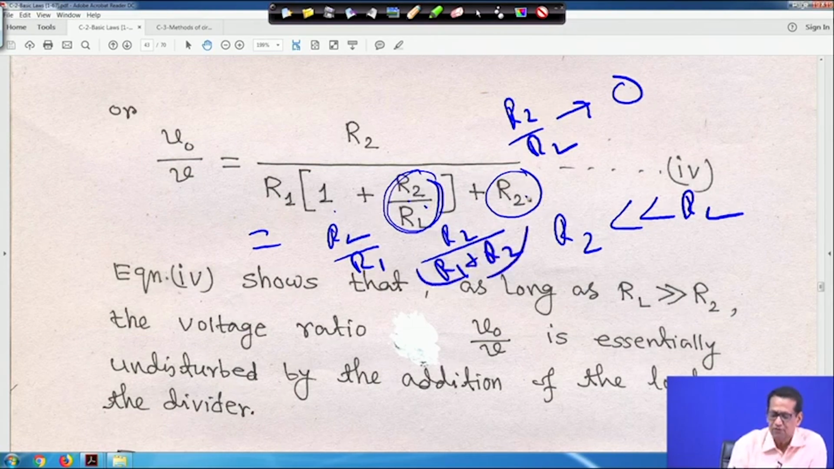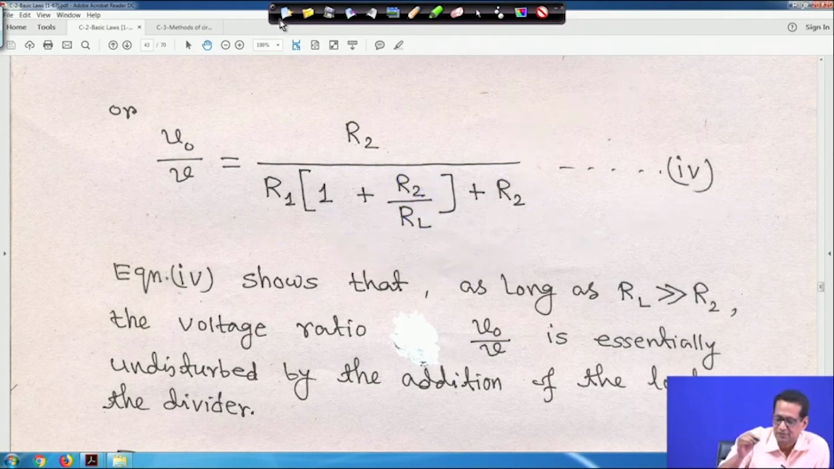If R2 is too small compared to R1, then you can neglect it, and it will become R2 upon R1. Otherwise, if R2 is much smaller compared to RL, then this term can be eliminated, because 1 plus 0.00-something may come. So it will be approximately R1 plus R2. In that case R2 upon R1 plus R2, but if R2 is also very small compared to R1, then it will be R2 upon R1. R2 being very small means the V0 by V ratio will be very small. So this is some kind of understanding.